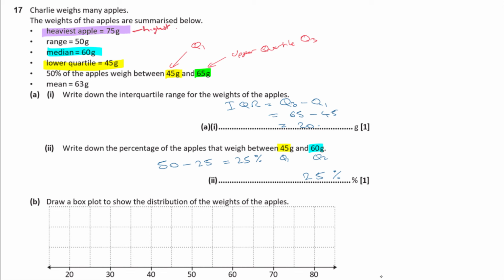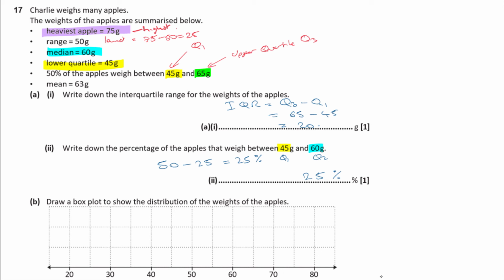Have we got the lowest? No, we don't have the lowest, but we've been told the range. So if I subtract the range from the heaviest apple, I'll get the lightest apple then, won't I? So then the lowest is going to be equal to the highest, 75 minus the range, which is going to be 25.